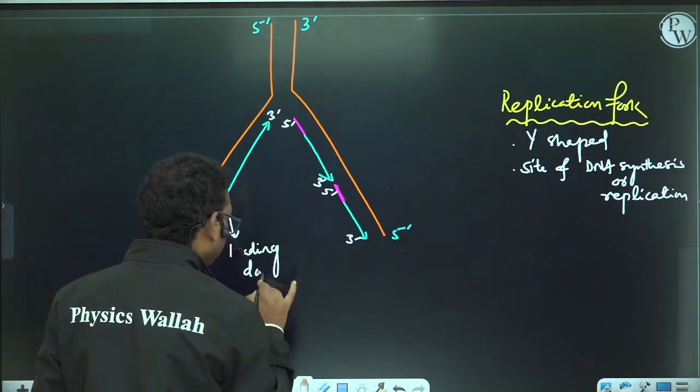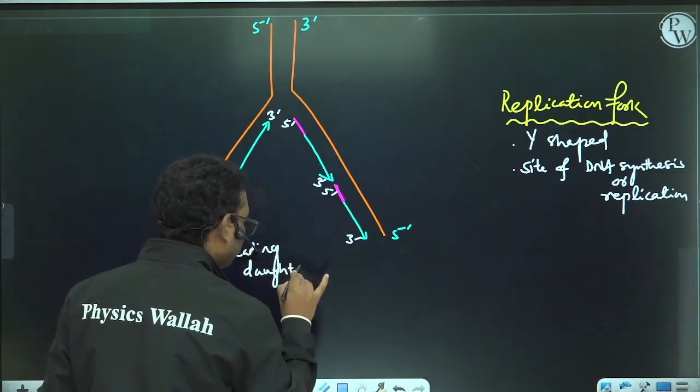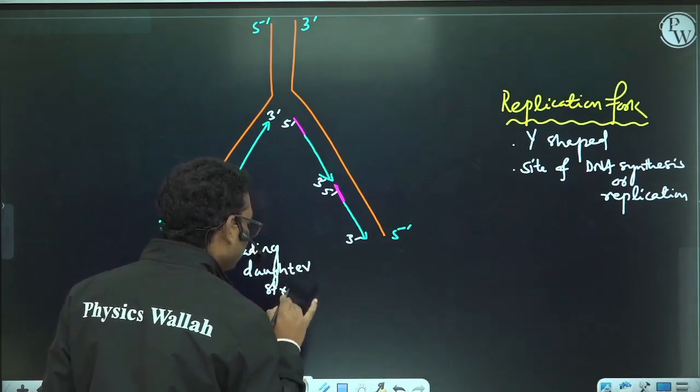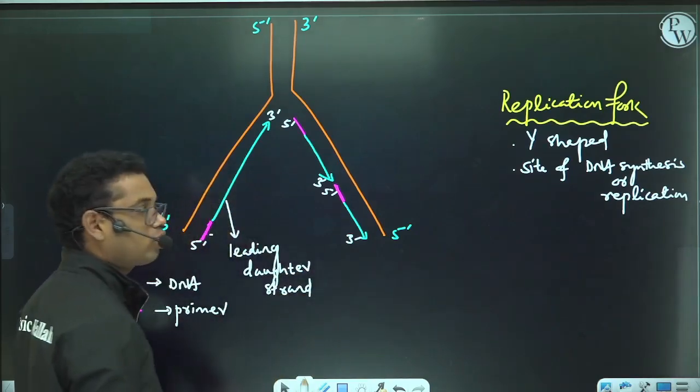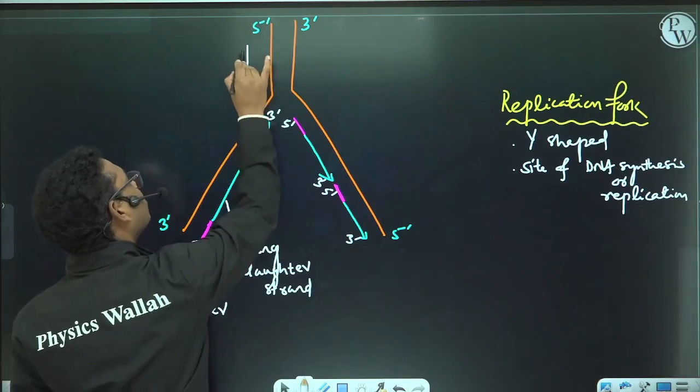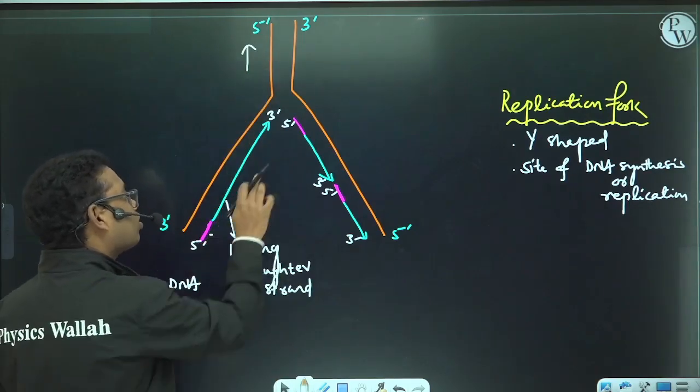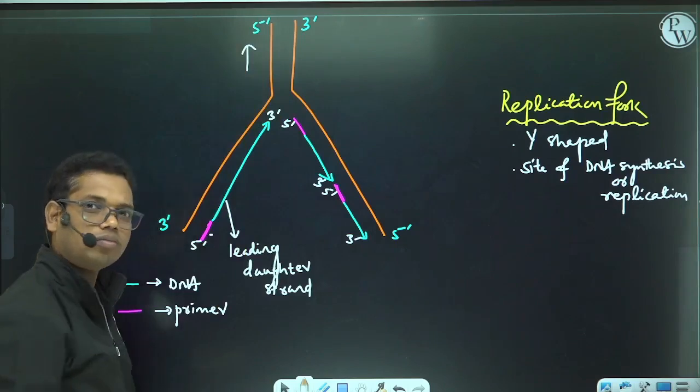Leading daughter strand. So the leading daughter strand is synthesized continuously along the replication fork. The replication fork moves in this direction and the daughter strand is also synthesized in this direction.